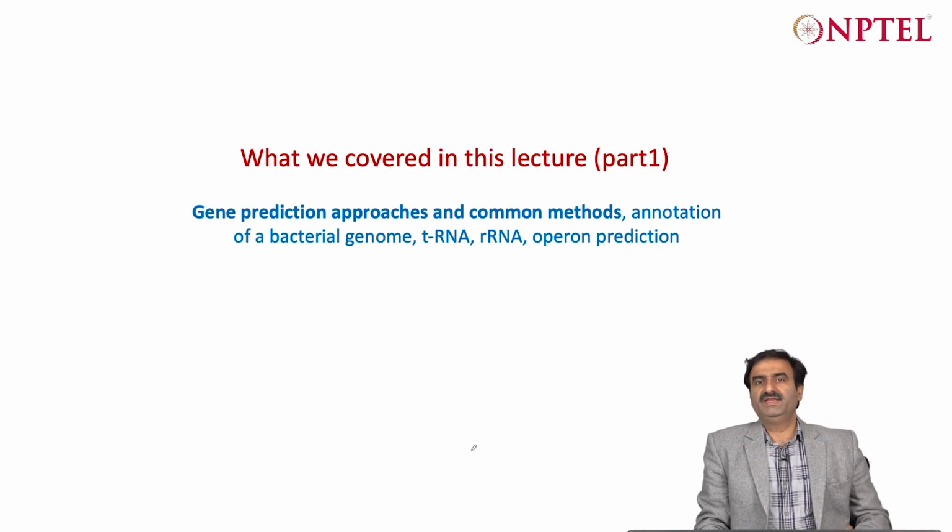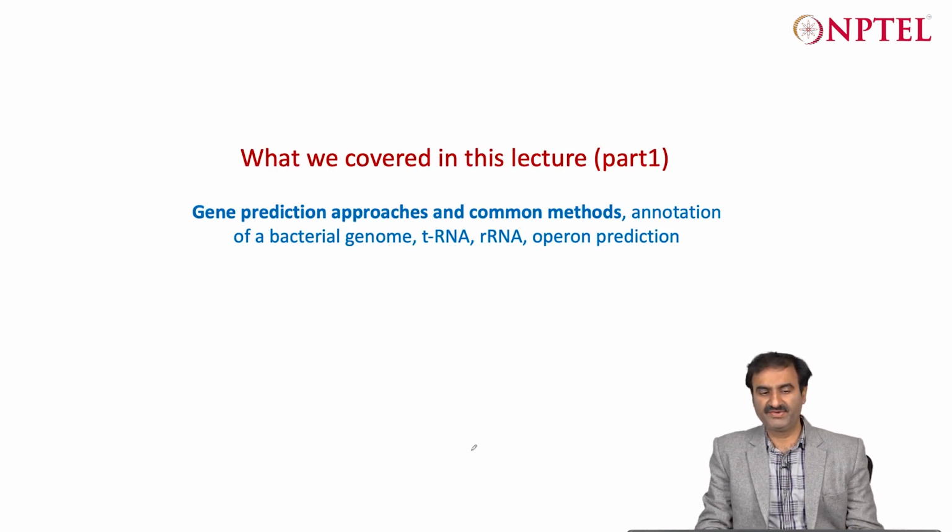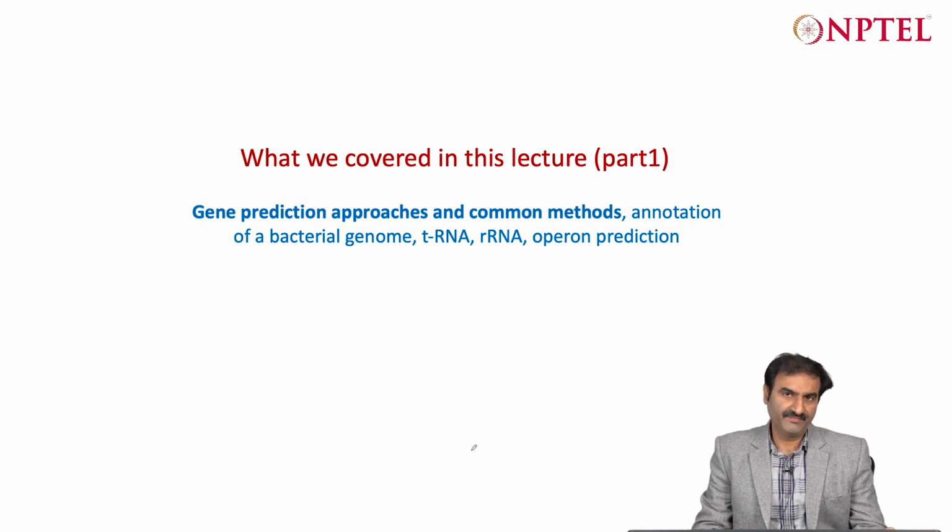So in the first part of this lecture we have covered the commonly used gene prediction approaches and methods including ORF Finder, Glimmer, Prodigal, right, and the criteria of finding these genes. And in the second part we will be dealing with how to annotate the genes that you have found, and also predict the transfer RNA, ribosomal RNA and operons in your sequences. So this is good for this part.